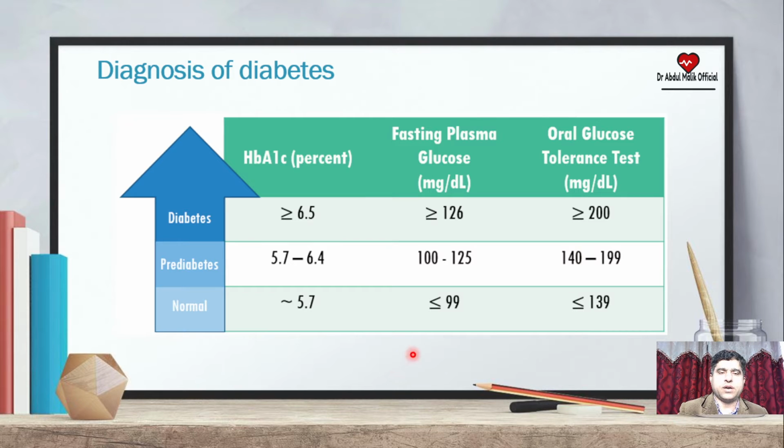On the basis of diagnosis, the diagnosis may be normal. You can see the values: HbA1c in percent, fasting blood glucose less than 99 milligram per deciliter, and oral glucose tolerance test less than 139 milligram per deciliter. In a pre-diabetes patient, you can see an HbA1c level of 5.7 to 6.4, fasting blood glucose of 100 to 125 milligram per deciliter, and an OGTT of 140 to 199 milligram per deciliter.